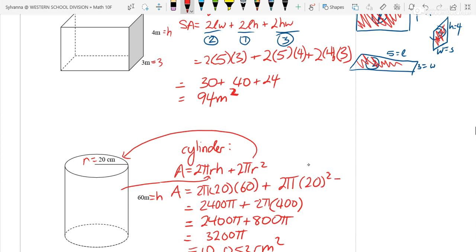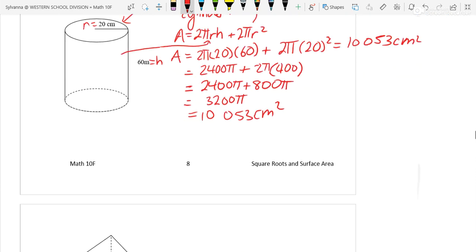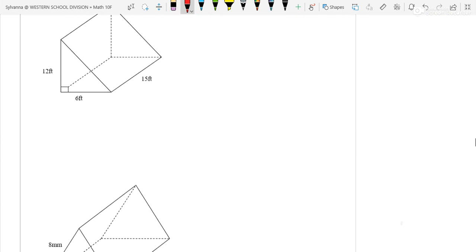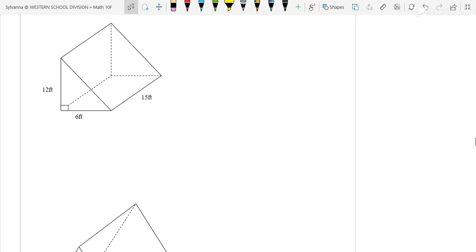You could also equally punch this all into the calculator and get the same answer in the very beginning. Just be careful when you punch it in the calculator because it's really easy to make a mistake. And that would be kind of unfortunate. Moving on to the next shape. We have a triangular prism with a rectangle base.